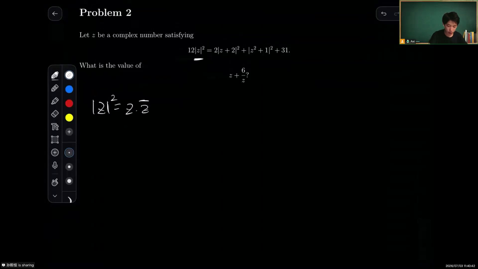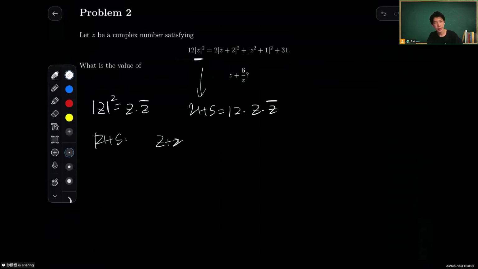In this case, let's simplify the above equation. First of all, let's tackle it term by term. The left-hand side is simply 12 times z times the conjugate of z. And then the right-hand side requires some analysis. Because first of all, z plus 2, what exactly is the conjugate of z plus 2? The conjugate is simply z's conjugate plus 2. You can verify it yourself. And that means the first term in the right-hand side is simply this. What is the second term then?